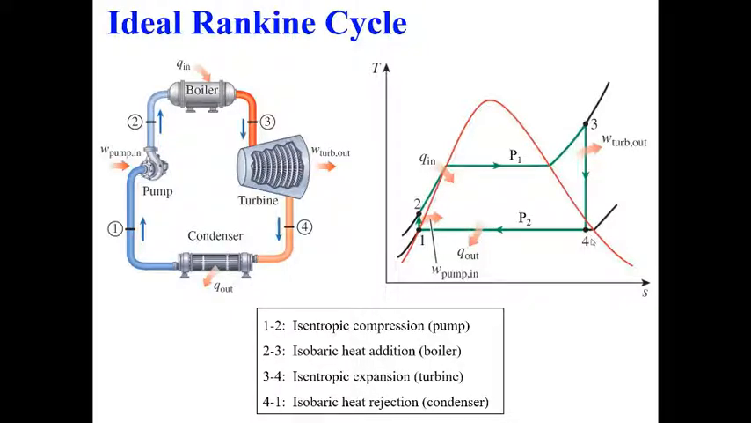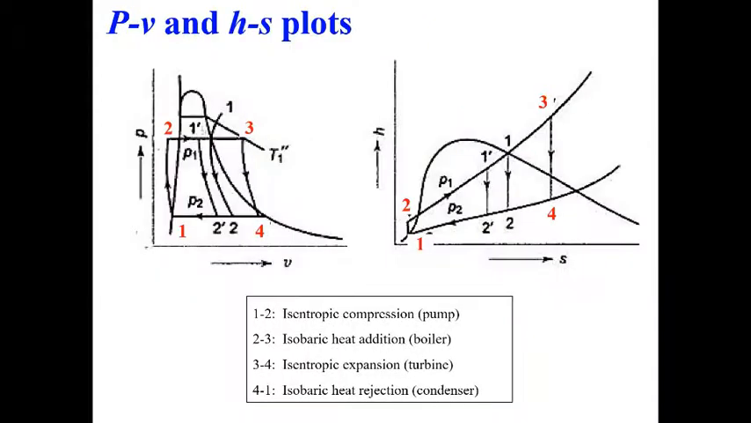So finally it reaches 4, which is at the beginning of the condenser, and then the fluid is condensed by rejecting heat in an isobaric fashion. So at constant pressure again heat is extracted from the fluid and it becomes liquid again. So these are the basic processes involved in an ideal Rankine cycle.